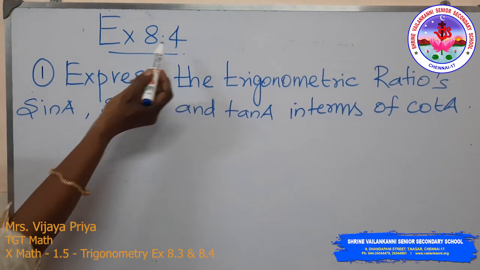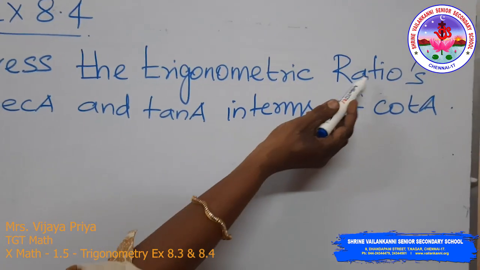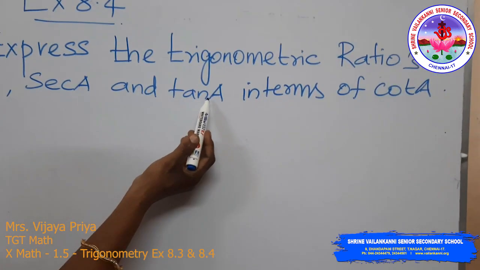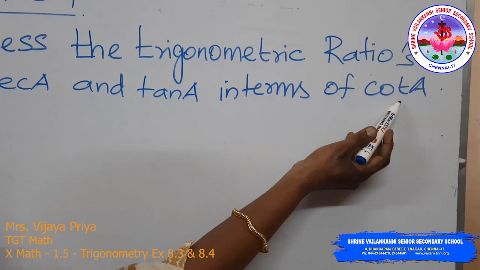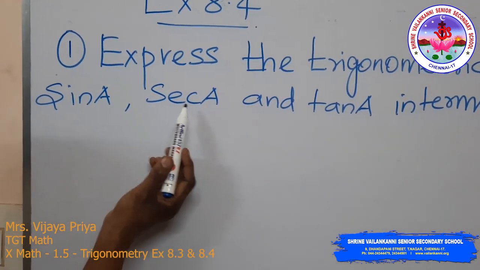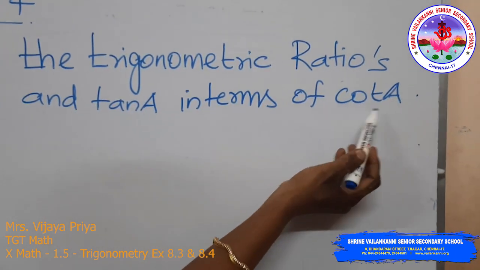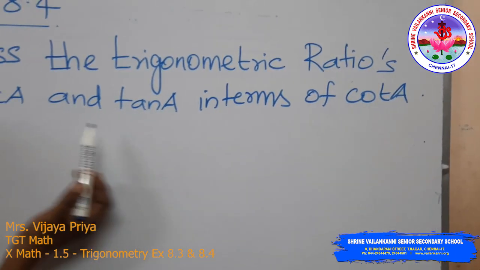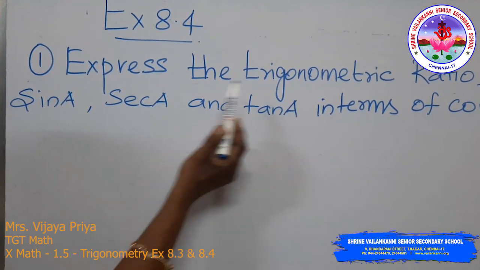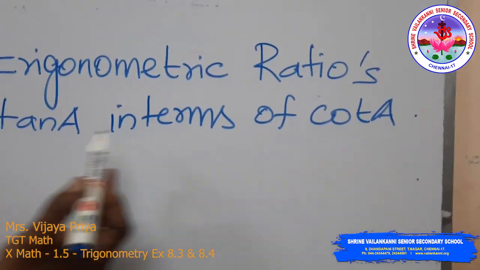Exercise 8.4, first problem: express the trigonometric ratios sin A, secant A and tan A in terms of cot A. So, we want to represent sin A, secant A and tan A in terms of cot A. So, we are going to express the function sin A, secant A and tan A using cot A.